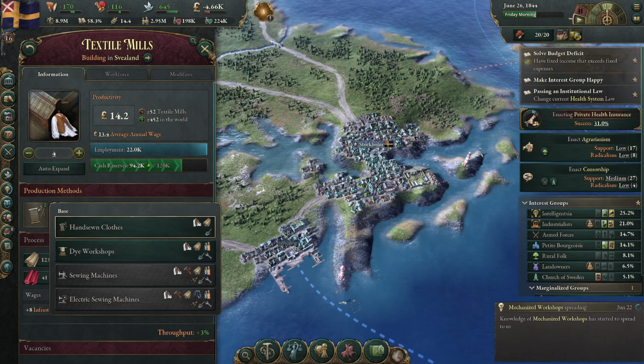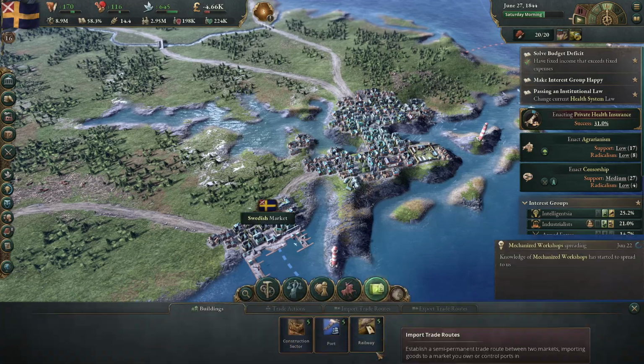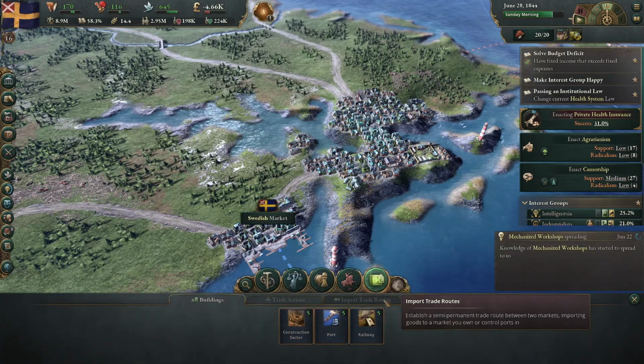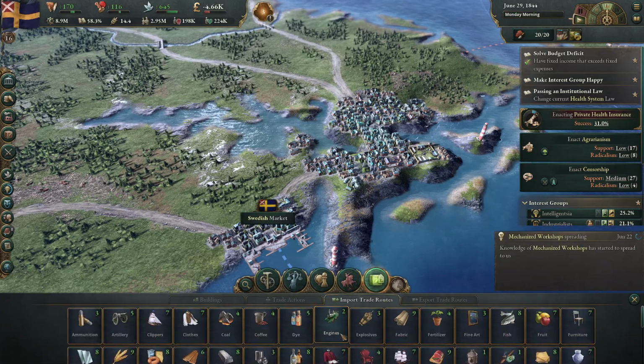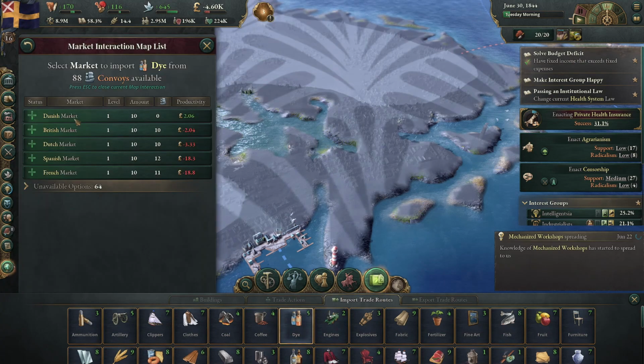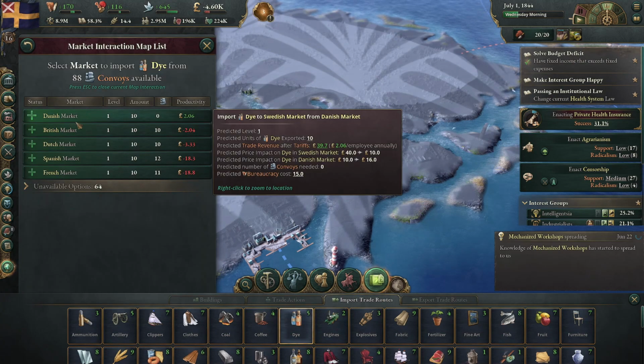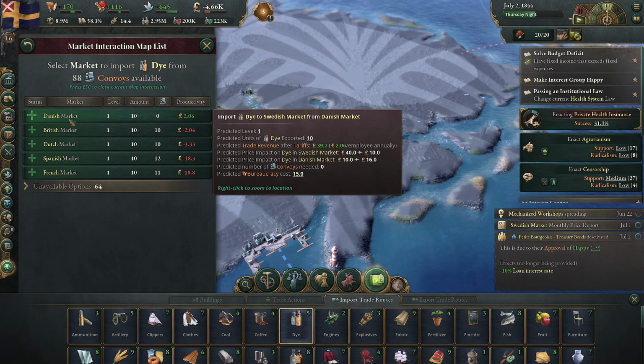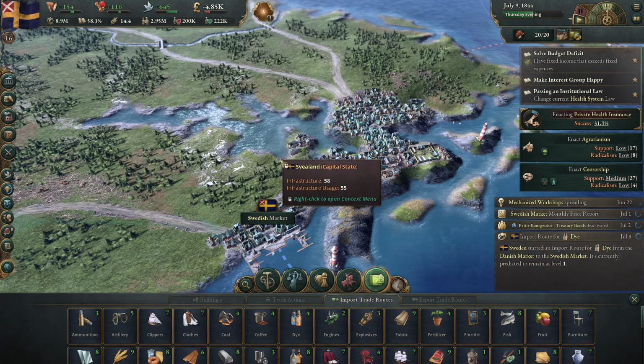Just wondering, if we import dyes, can we actually import dyes? Okay, we can get a small amount of dye from the Danish market. I think this is where it becomes quite important to start looking at colonies, because we could import dyes from the Danish market. Right, we're going to do that.